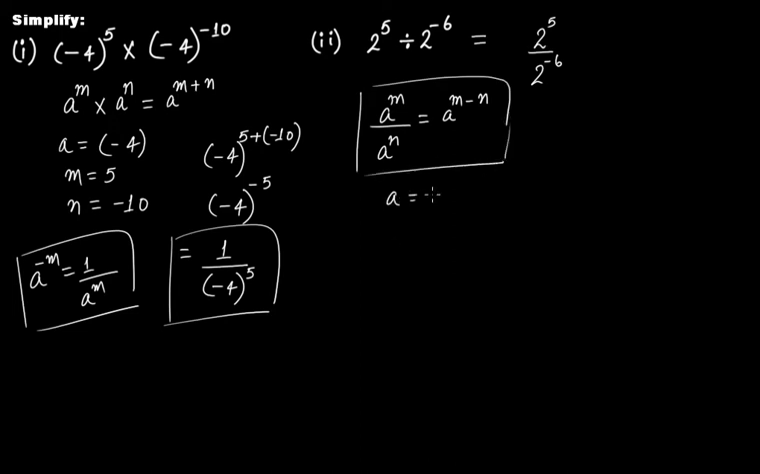Here a is 2, and m is 5, and n is minus 6. So using this law, your answer will be 2 raised to the power of 5 minus minus 6. So this is 2 raised to the power of 5 plus 6, that is 2 raised to the power of 11. So this is your answer.